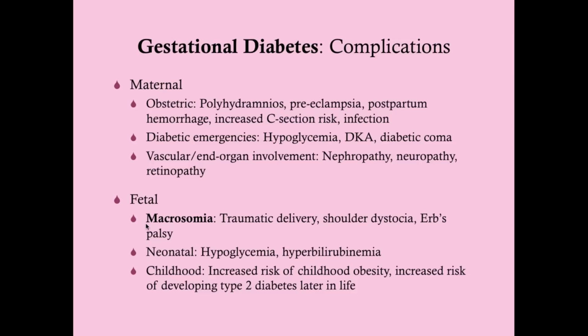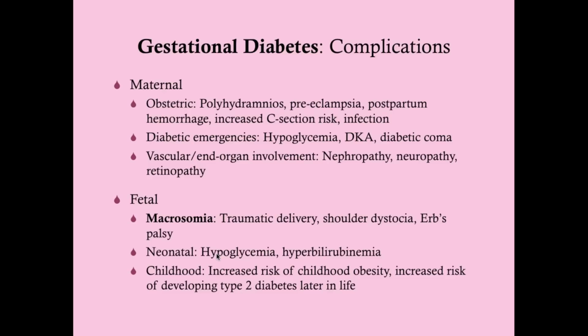The fetal complications. The number one fetal complication that you need to be worried about with gestational diabetes is macrosomia, big baby. And so what would come out of this? Well, traumatic delivery. You have to use forceps or something like that. That can be damaging to the baby. Shoulder dystocia, big deal. Okay, this can arrest the pregnancy. It can lead to fetal distress and an emergent C-section. Erb's palsy, damage to the brachial plexus.